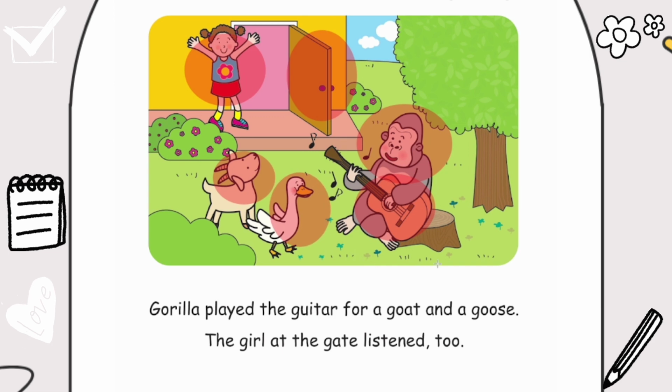It looks like a duck, right? But this is called a goose. A little bit different from a duck. All right? Good job, everyone. Let's go to the next page.